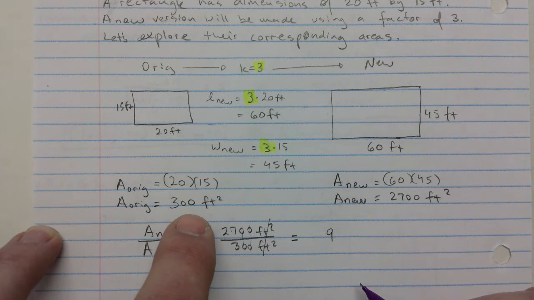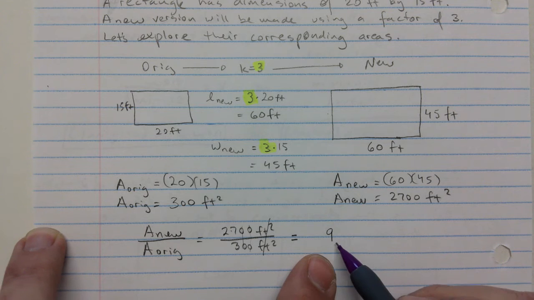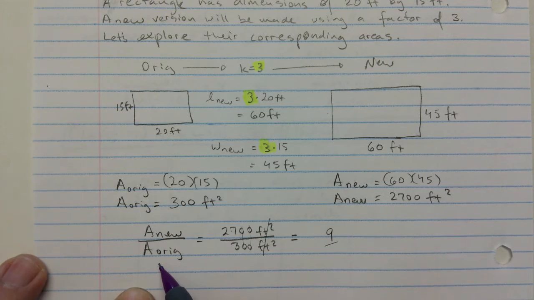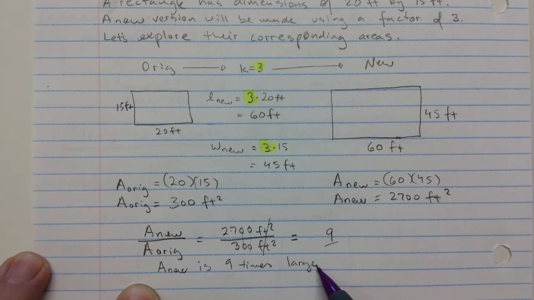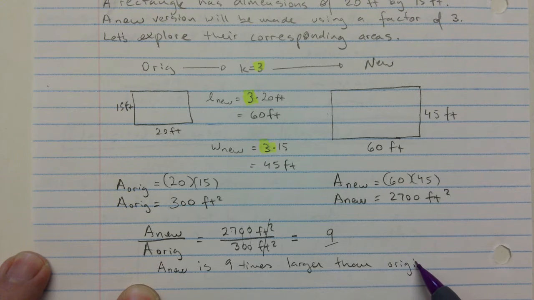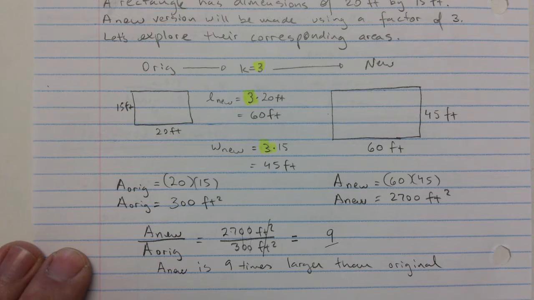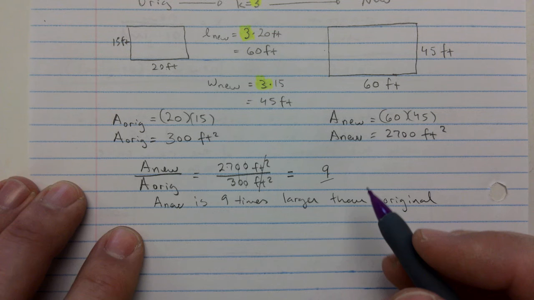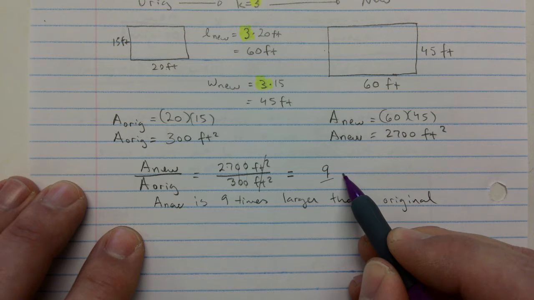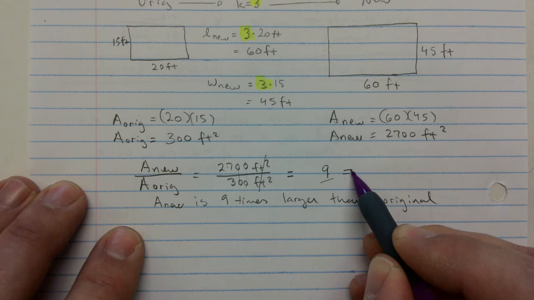So what we conclude from this is that area of new is 9 times larger than the original. 9 times larger than the original. And I'm going to add something to the notes now.